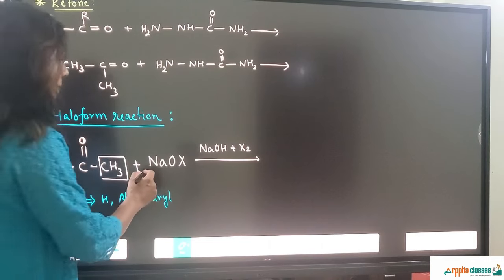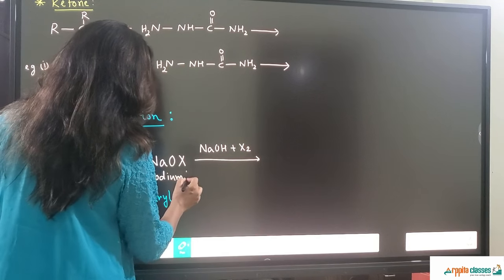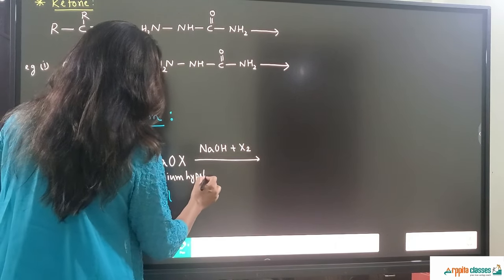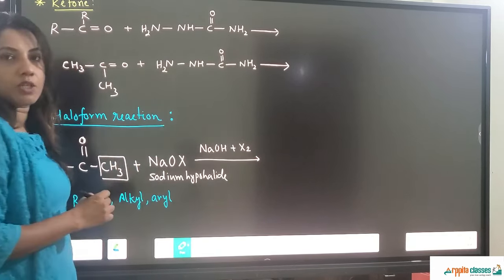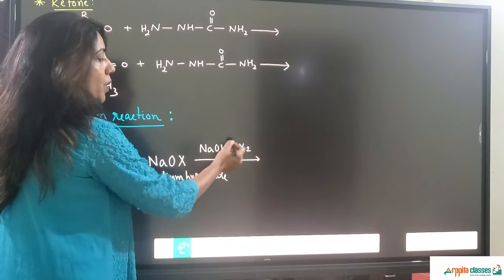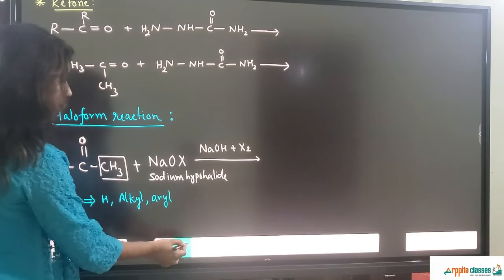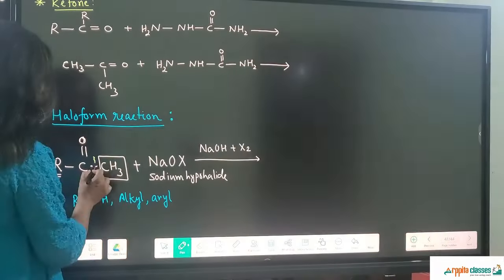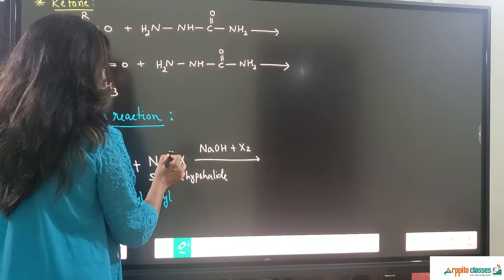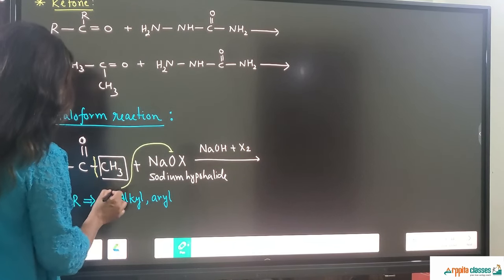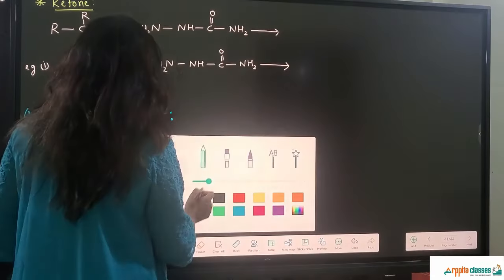This is sodium hypohalide, which we are getting from NaOH plus X2. When we are mixing sodium hydroxide with halogen, we get sodium hypohalide. Now what happens is, break this bond from here, and this ONa, this particular part you just attach with this carbon.